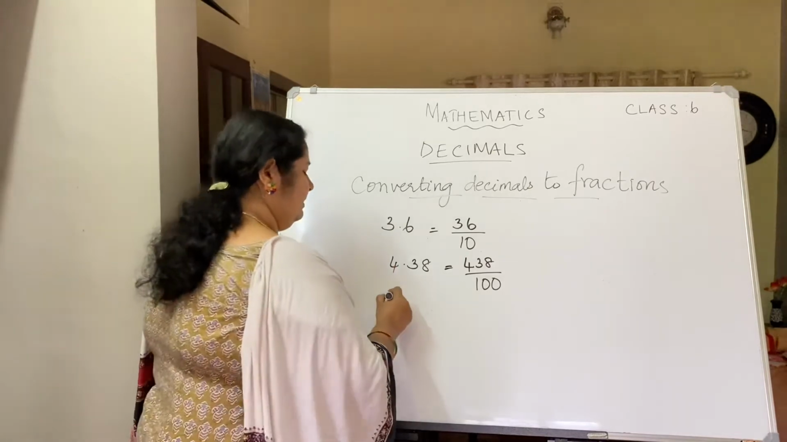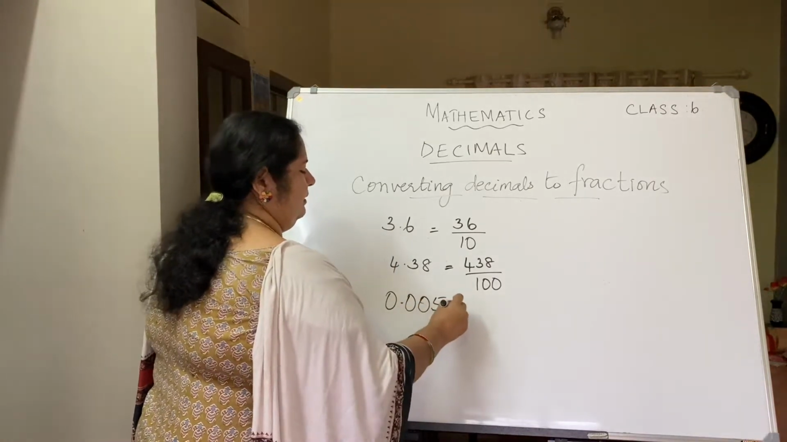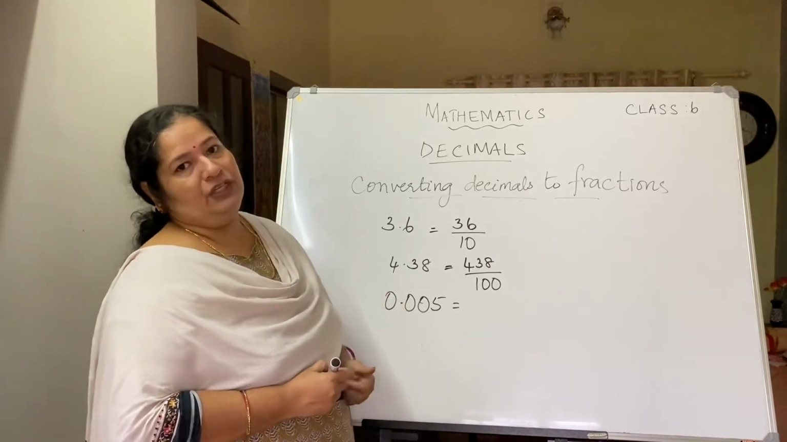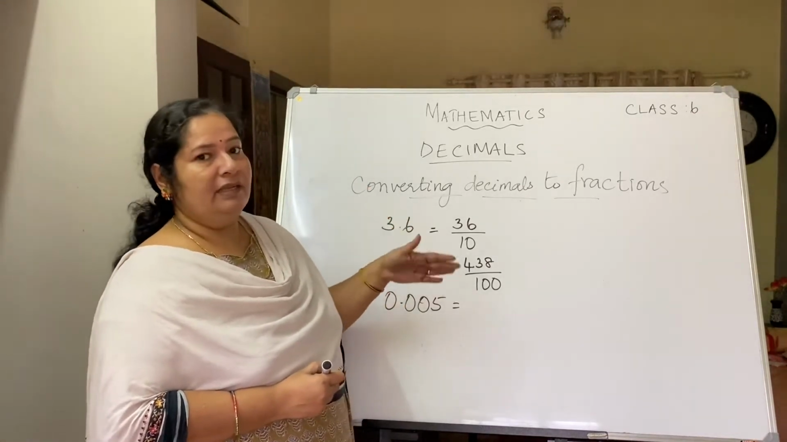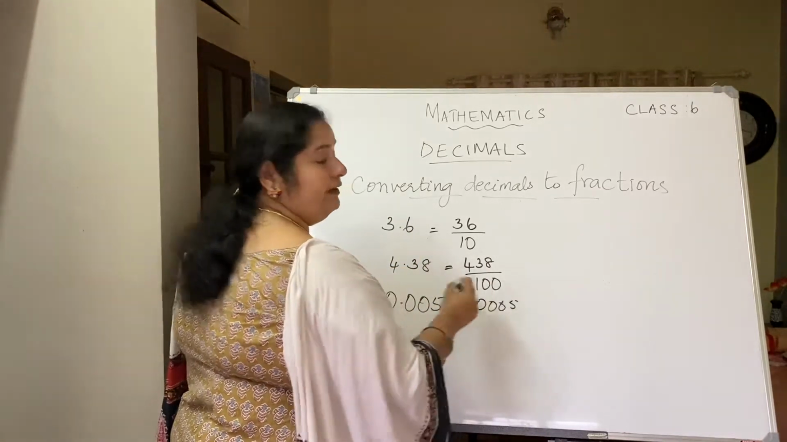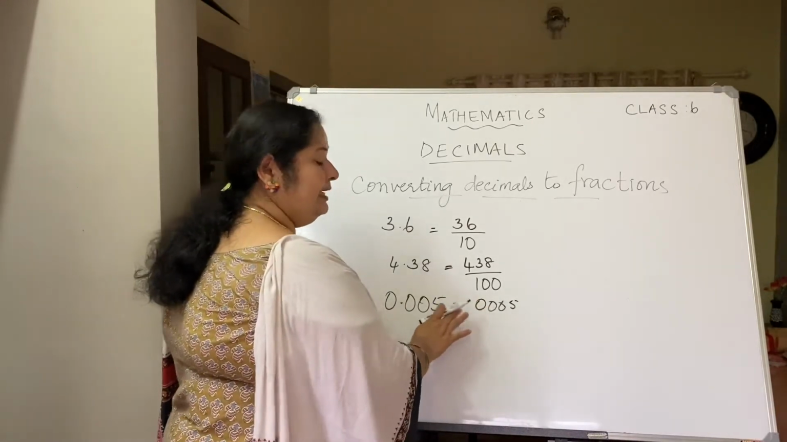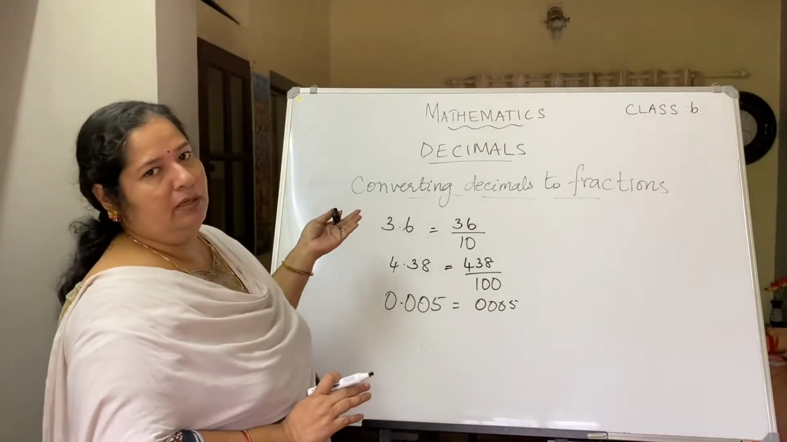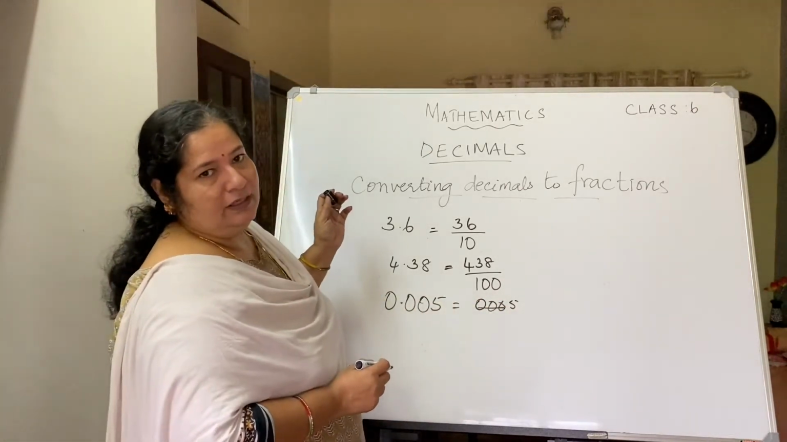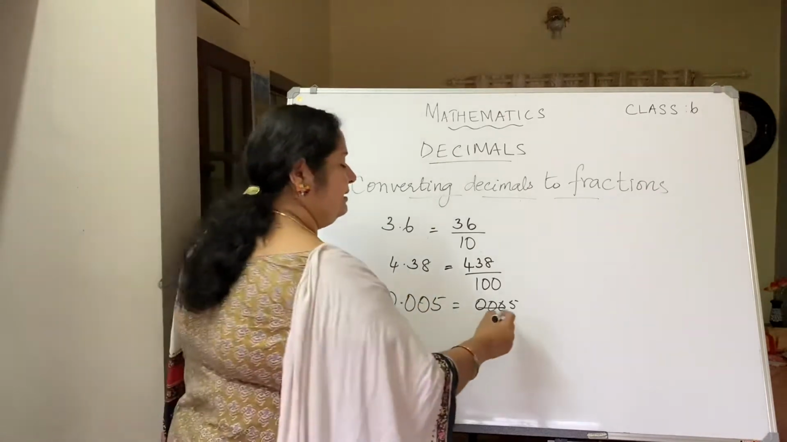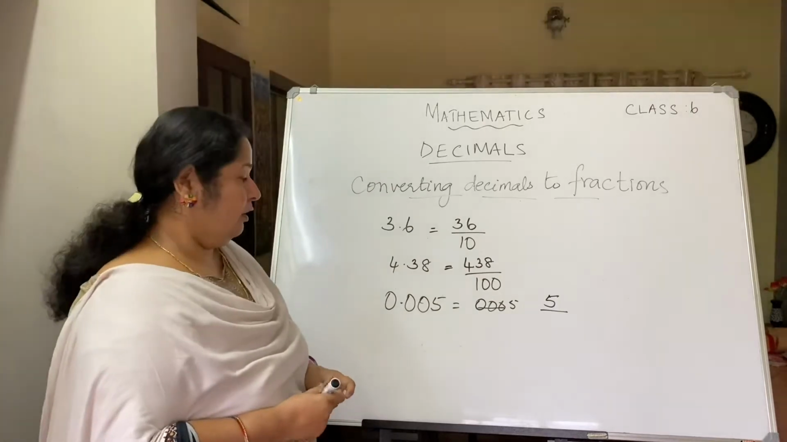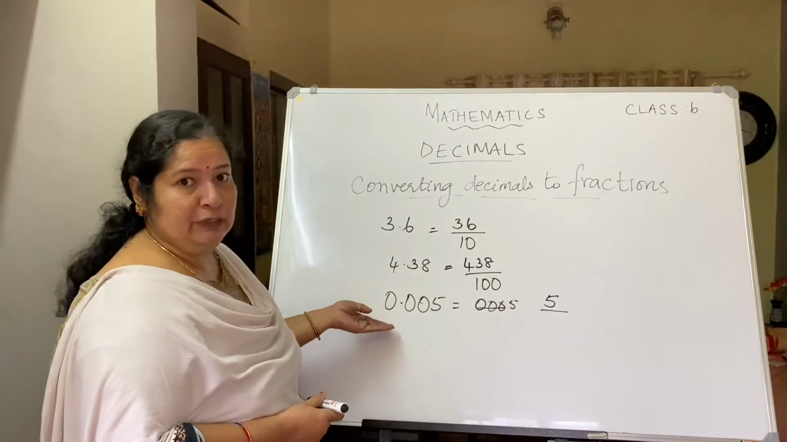Now, suppose it is 0.005. How are we going to write this as a fraction? The numerator will be the number without the decimal point. So we will write it as 0005. Usually, if you write zeros before a whole number, those zeros don't have any value. So it is enough that you write it only as 5. The numerator is 5 because all those places are 0.